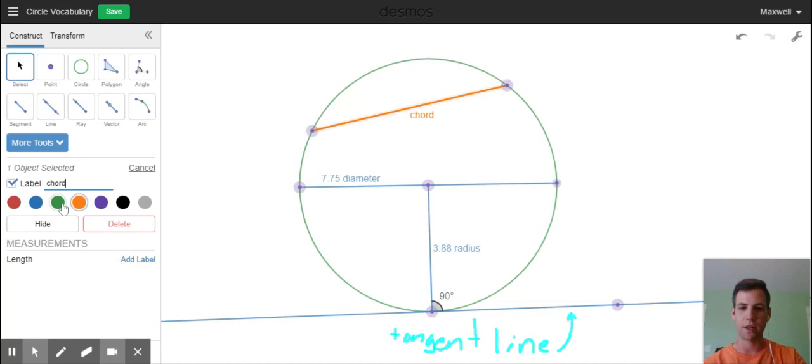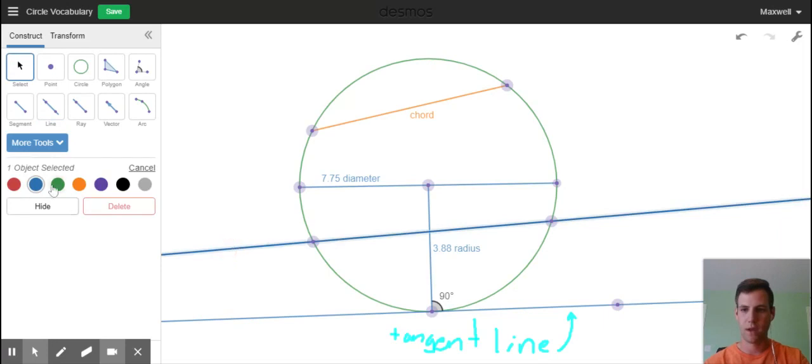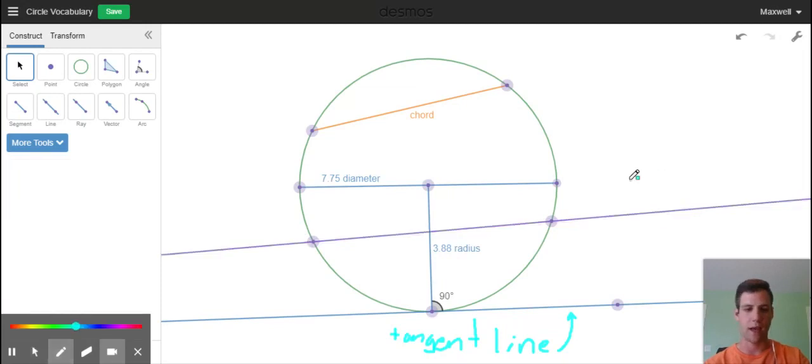Our next vocabulary term is going to be a line that is going through the circle. Unlike a tangent line where it hits only once, this new line is going to go through our circle all the way, like that right there. And that is known as a secant line. It is going all the way through the circle, hitting at exactly 2 points. And we can write secant line up here to the side. That is a secant line. A line that goes through a circle exactly 2 times.